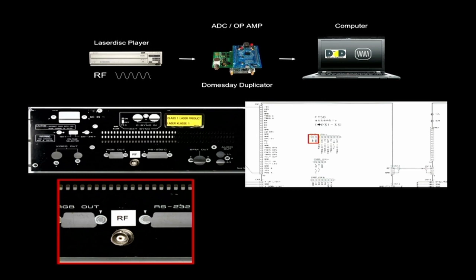To create this backup, an RF output must be added to the player. Usually the information where the RF points are located can be found in the service manual and is mainly used for service and repair work. The Domesday Duplicator can then be connected to the RF point via 50 ohm BNC cable. If the player also has an RS-232 interface, as is the case with a Pioneer LD-V4300D used in the experiments, the player can then be connected to a computer and controlled from it, which greatly simplifies digitization.